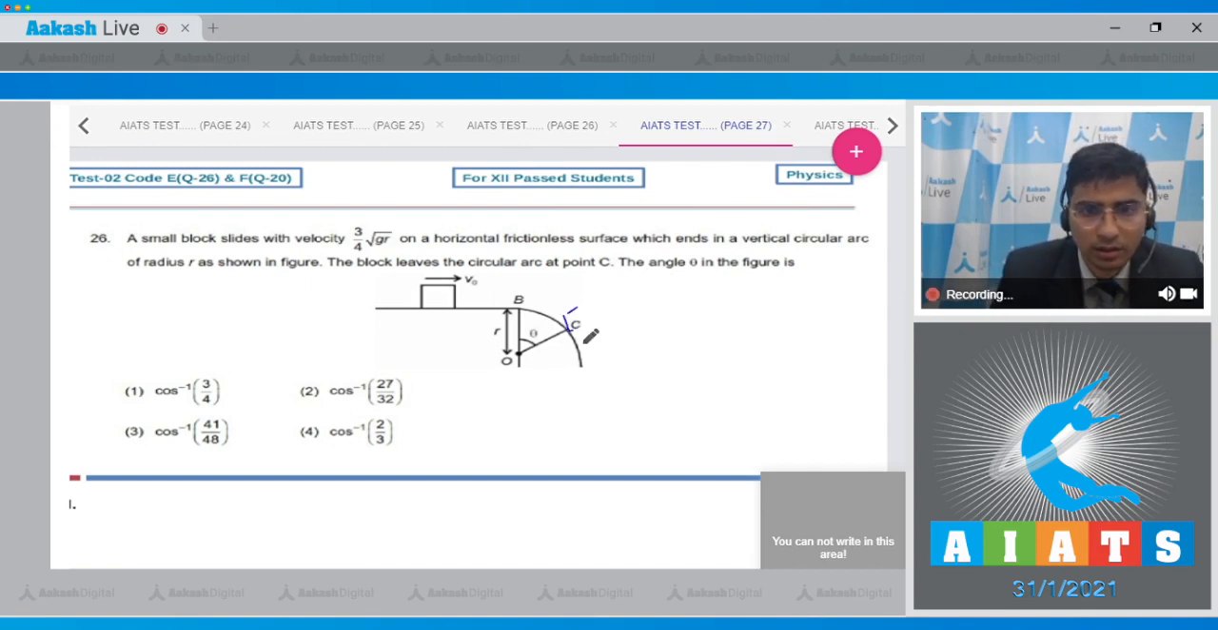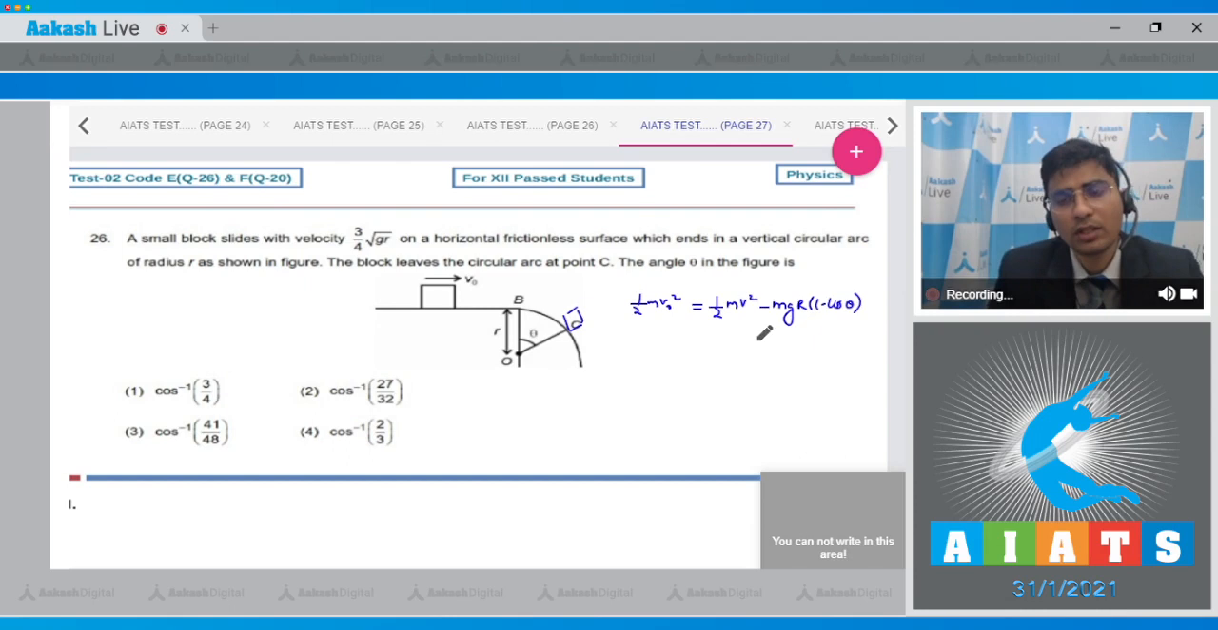Let the block be here once. Now we can use the conservation of mechanical energy and write down that half m v naught square will be equal to half m v square minus mgr(1 minus cos theta). That is, the initial kinetic energy is equal to final kinetic plus potential energy. Here the speed is taken to be equal to v. From this, mg cos theta minus N is equal to mv square by r will also be in another equation, that is from the forces.